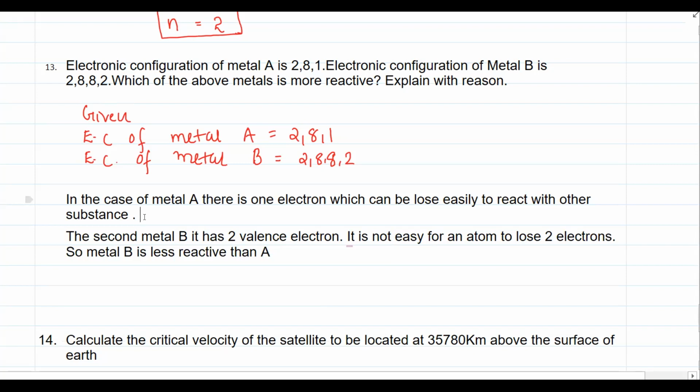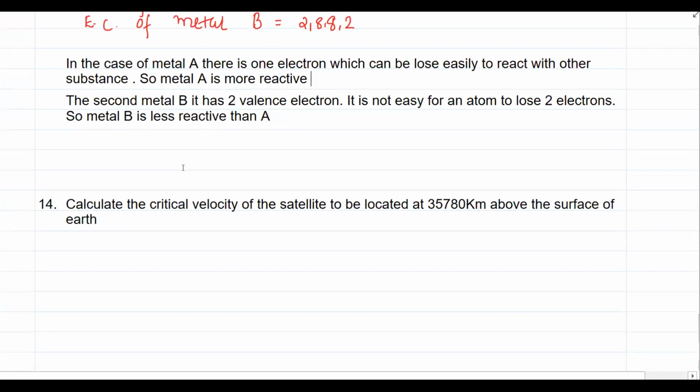We have to find out which is more reactive. So metal A is more reactive. Reactivity depends upon the number of electrons in the outermost shell. So here we can say sodium is more reactive than calcium, or metal A is more reactive than metal B.